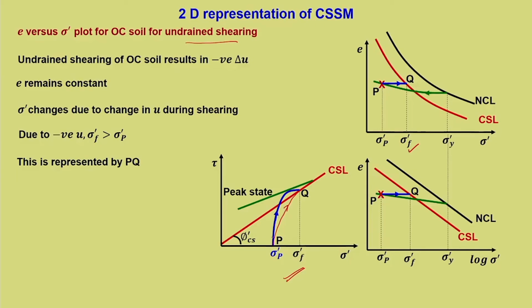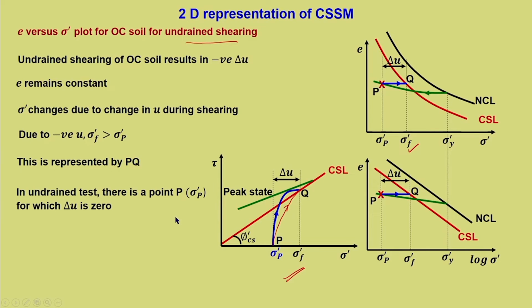And here this stress path moves towards the right and it is touching at this point Q. So, this is delta U, which is negative. Because of this negative, your normal stress is greater than the initial normal stress. In an undrained test, there is a point P, that is sigma dash P, for which delta U is 0.